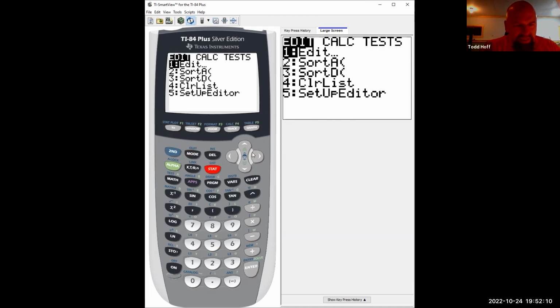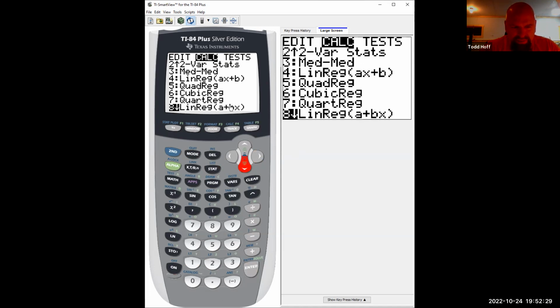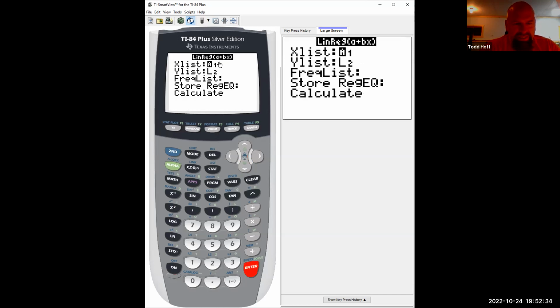I'm going to go to Stat and I'm going to go to Calculate. And now there are two different linear regressions. There's linear regression AX plus B. Well, remember, we said we were using A plus BX or BX plus A. So if we go down a little further, we find that option, linear regression, A plus BX. That's the one we want to match up best with our textbook. X is in list 1, Y is in list 2. Frequency, we always leave that alone, and we store a regression equation, we leave that blank. We just go to calculate.